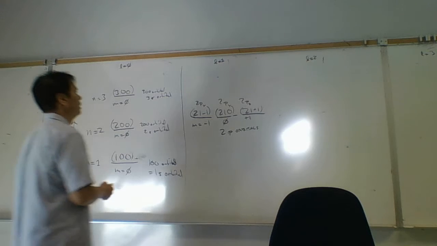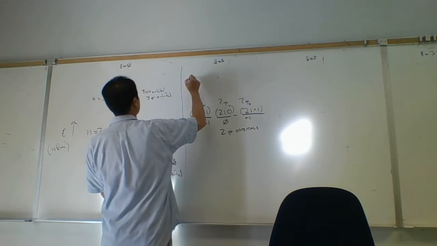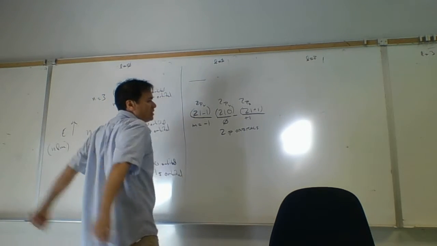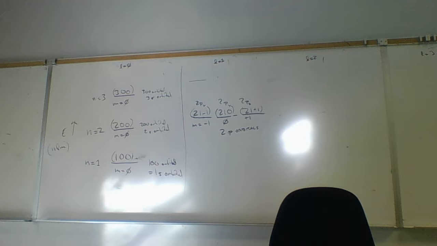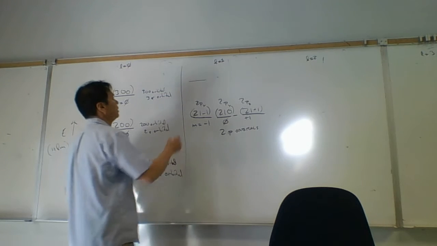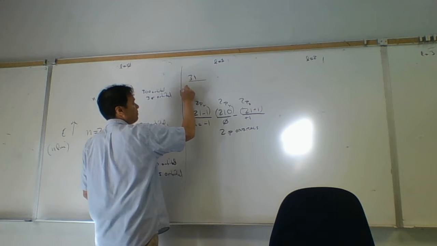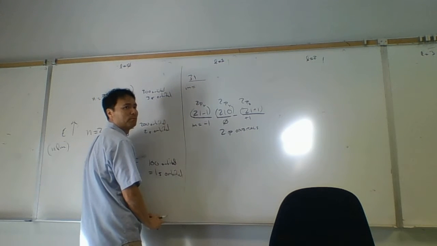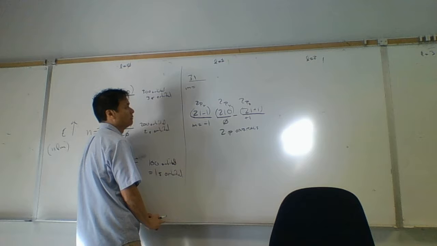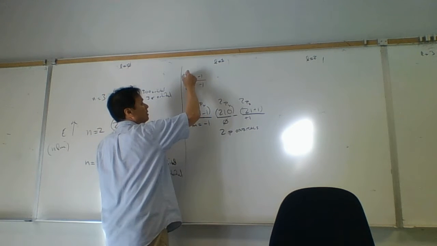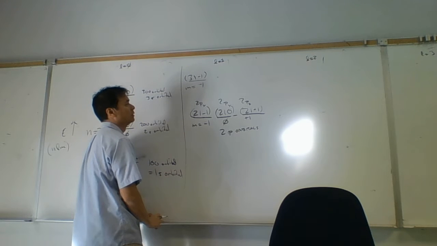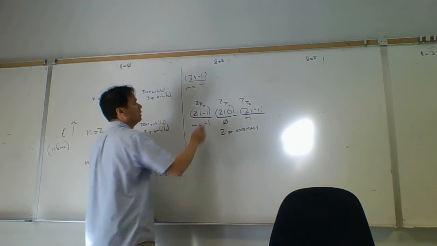And then L can be 1, and so the 3, 1s are going to be a little higher in energy, like this. And so we're going to get 3, 1. Now what are the m values? M is going to go from minus L to plus L. So it's going to go from minus 1. This will be 3, 1, minus 1, sorry.